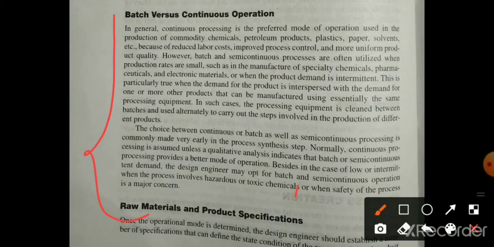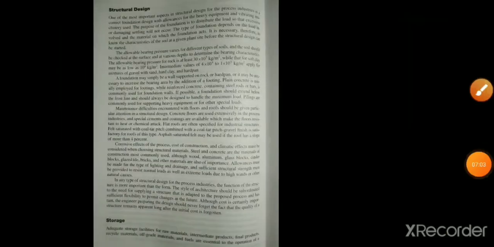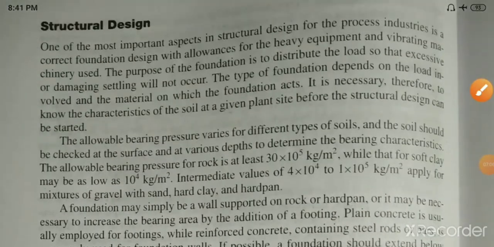Now we will see some designing. Okay, control system design. Okay, this one, structural design, we will see. One of the most important aspects in structural design for the processes and industries is correct foundation design.